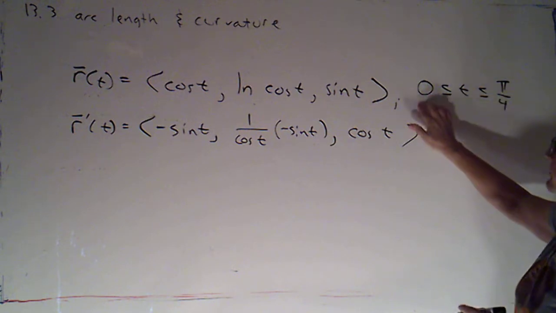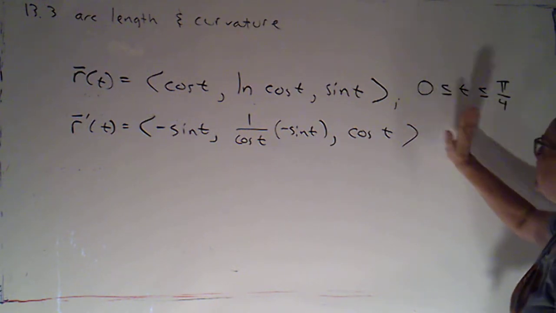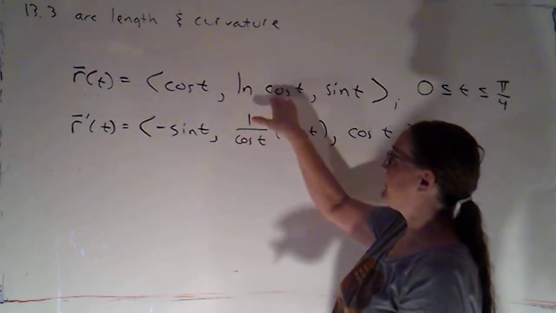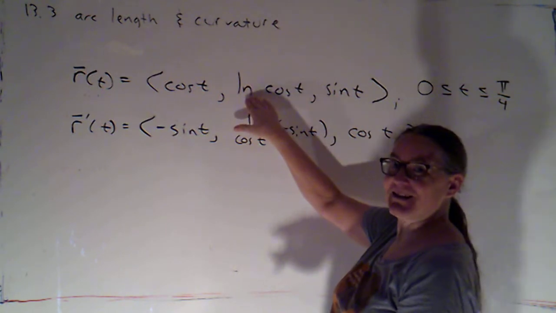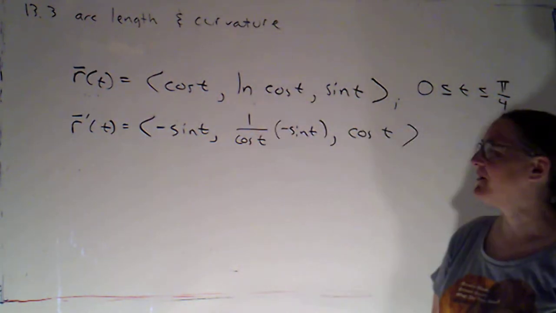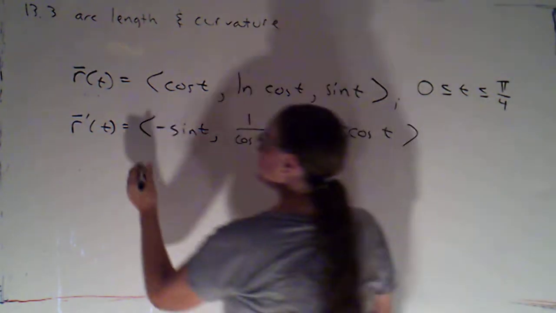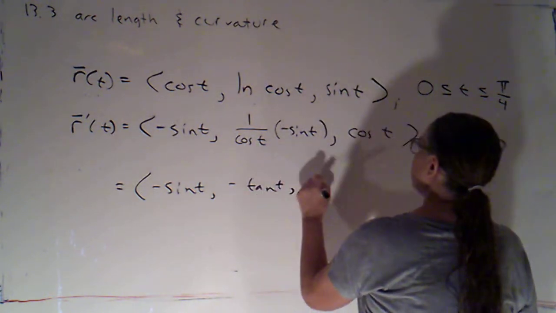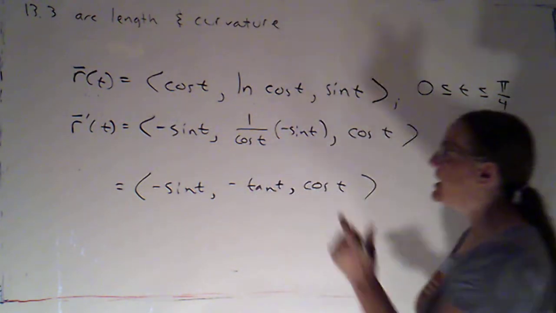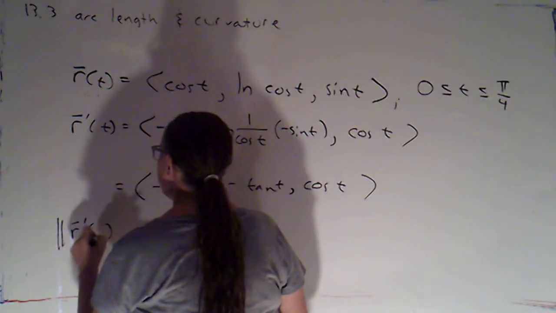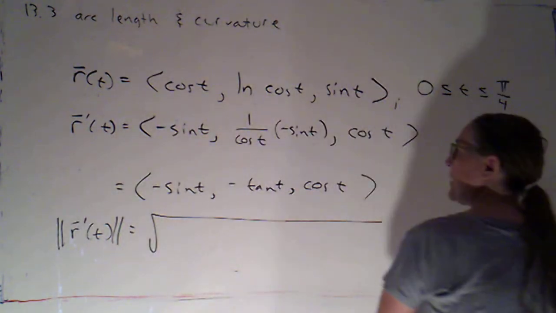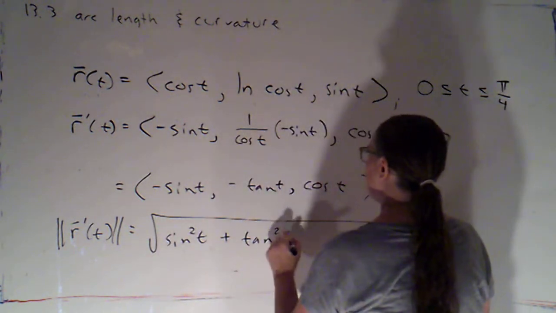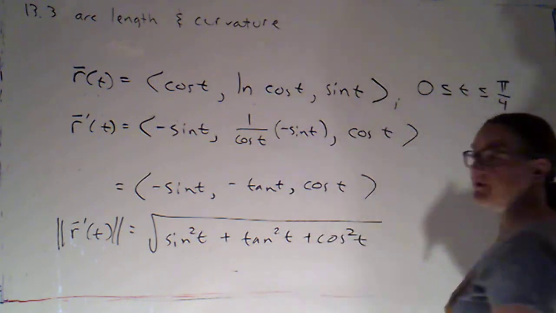You'll notice on this interval, cosine is going to be in between 1 at 0 and root 2 over 2 at pi over 4, so it's totally fine, first of all, that we're plugging it into the natural log because it's positive, and then that it never shows up in the denominator. Now notice this is just negative sine t, negative tan t, cosine t. So if I look at the magnitude of r prime of t, that's going to be the square root of sine squared t plus tangent squared t plus cosine squared t.